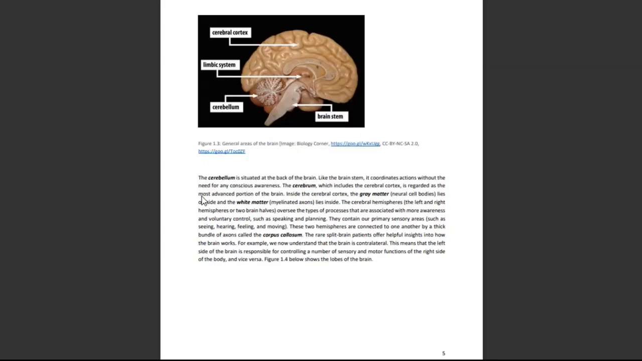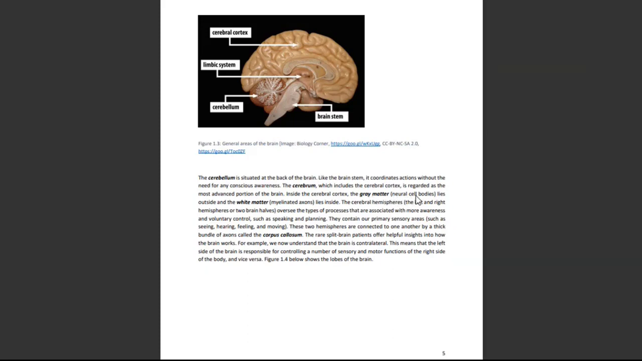However, the parts that they emphasize most in psychology, the most important in terms of their functions, are the cerebellum. Some call it the small brain, which is situated at the back of the brain, like the brainstem. Its function is that it coordinates actions without the need for any conscious awareness. The cerebral cortex regulates what? The most advanced portion of the brain.